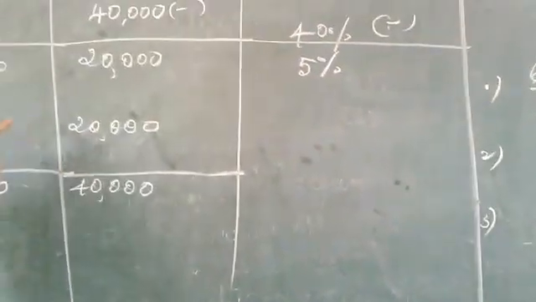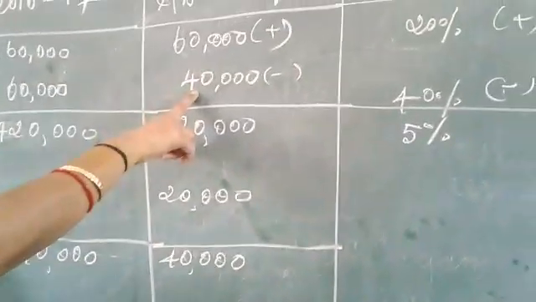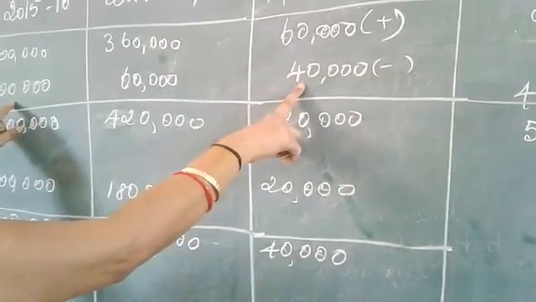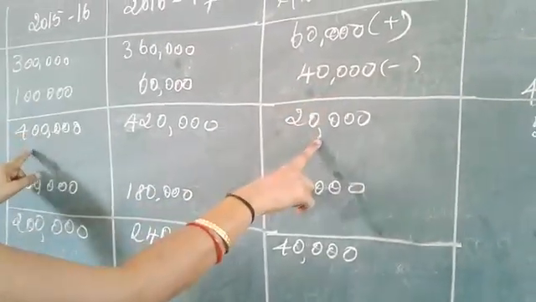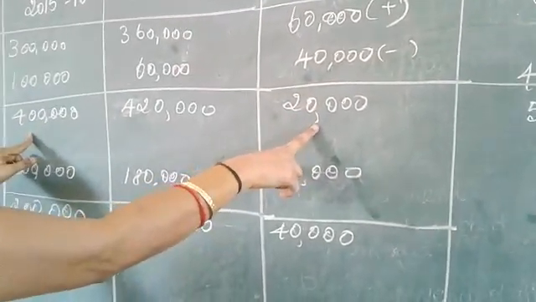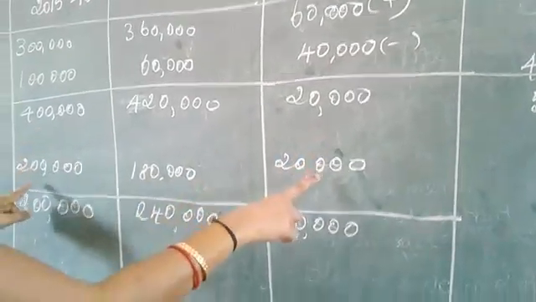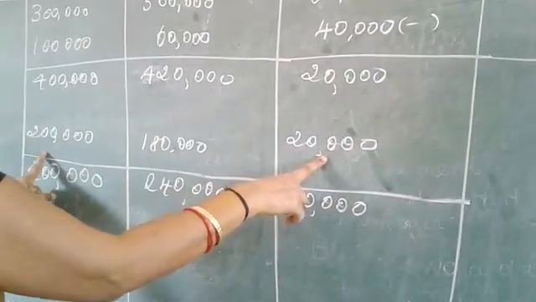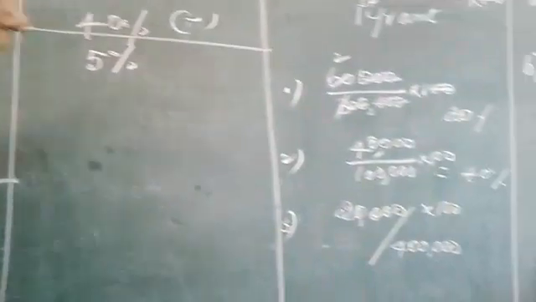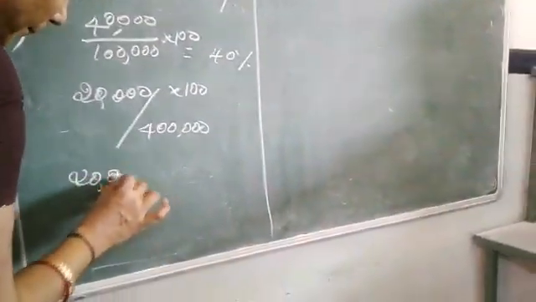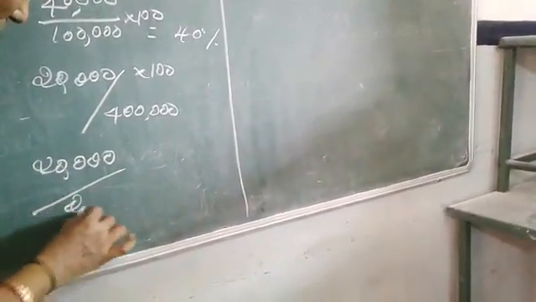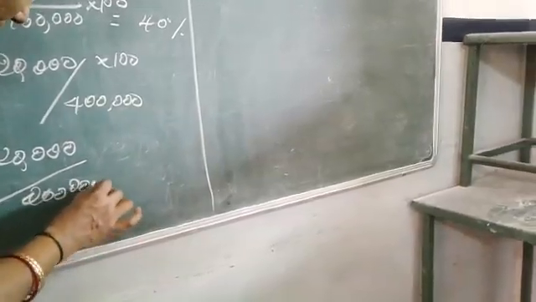First one. Yes, the same manner here: 40,000 divided by 1 lakh, into 100. The same manner, 20,000 divided by 4 lakh into 100. Then 20,000 divided by 2 lakh into 100, isn't it?